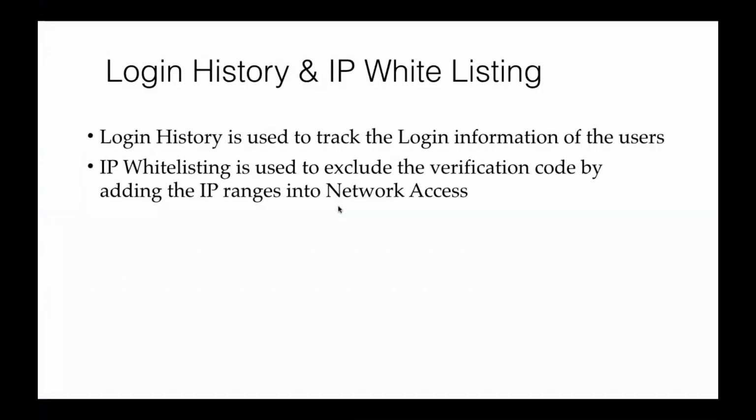So the next thing that we have is login history and IP whitelisting. Login history is basically used to track the login information of all the users, whether it has been successful, or the login has been blocked because of a certain number of invalid password attempts, or you are logging in from outside of your IP ranges. And IP ranges, we can add them in two places, one at the organization level and the other at the profile level.